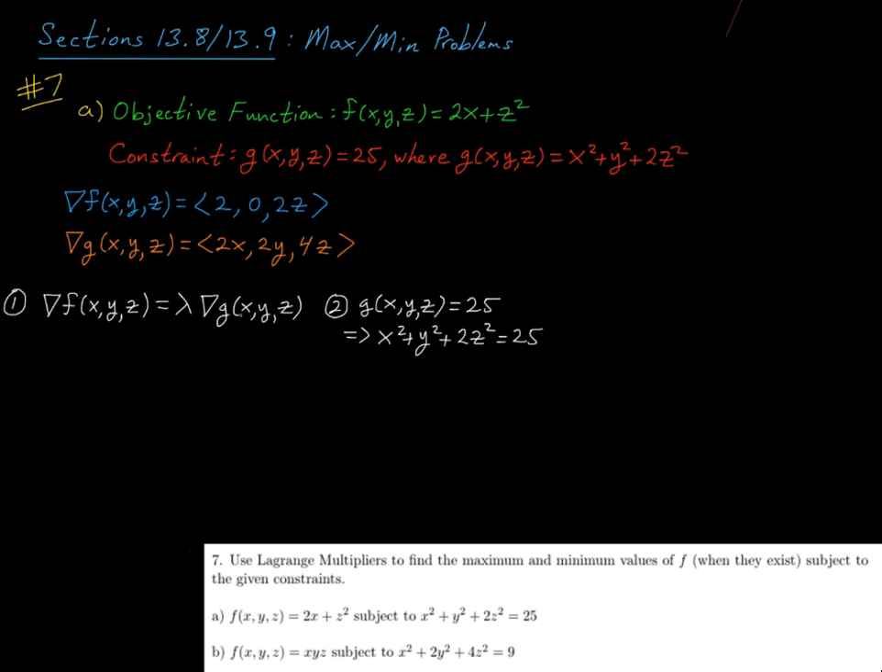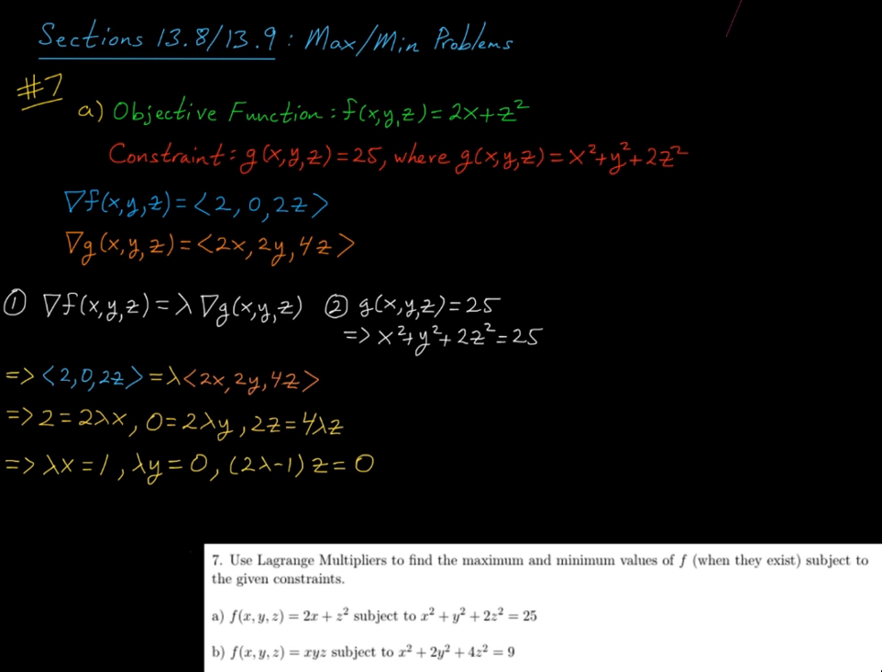And then I'm looking for the points x, y, z to satisfy these two equations, right? So I need the gradient of f to equal lambda times the gradient of g, and I need the point x, y, z to satisfy the constraint equation. Okay, so starting with equation 1 here, I set the gradient of f in blue equal to lambda times the gradient of g in orange. And now I'm going to equate i components, so 2 is equal to 2 lambda x. j components, so 0 is 2 lambda y. And k components, 2z is equal to 4 lambda z.